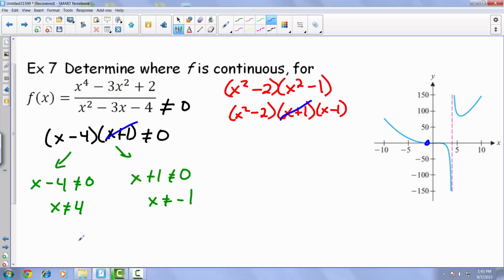Now, where is our function in fact continuous? From -infinity, as you guys can see, up until -1. Can't be -1, so we have a parenthesis around him. -1 kicks in again, goes till 4. And then right after 4 and on towards positive infinity.